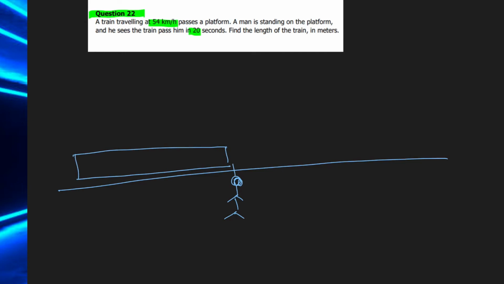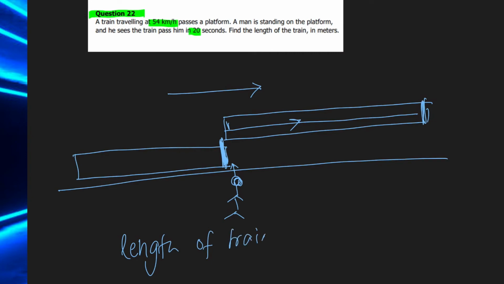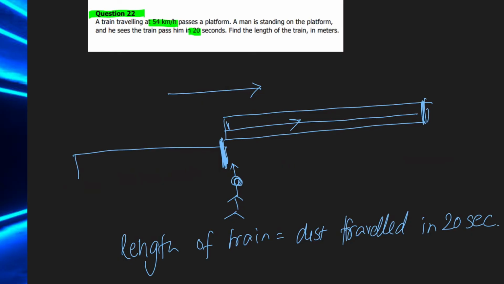If this is when he starts, the train comes in his vision, and then the train passes from his vision. This is the end of the train. The train is moving in this direction. So it takes 20 seconds for the start of the train to go from here to here. The whole length of the train passes before his eyes in 20 seconds. So that means the length of the train will be the distance traveled by the train in 20 seconds. This is what we need to find out.